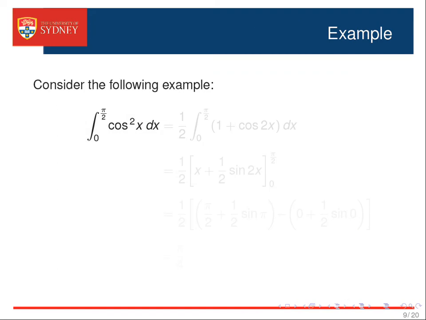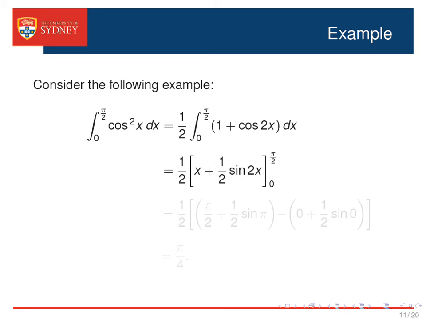Let's apply this to a definite integral. Consider the integral of cosine squared x from x equals 0 to x equals pi on 2, whose integrand can be written in terms of cosine 2x by the double angle identity. We can then evaluate the integral before substituting in our limits and simplifying our answer.